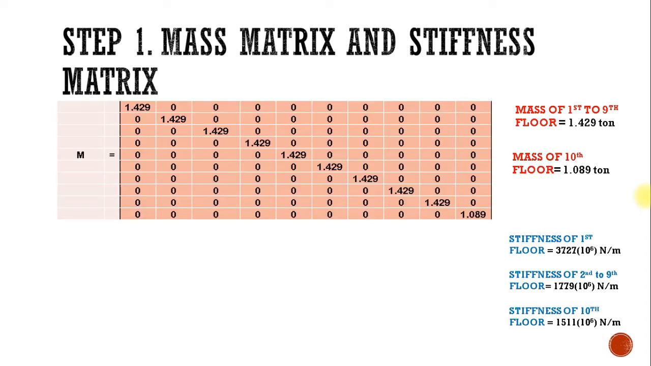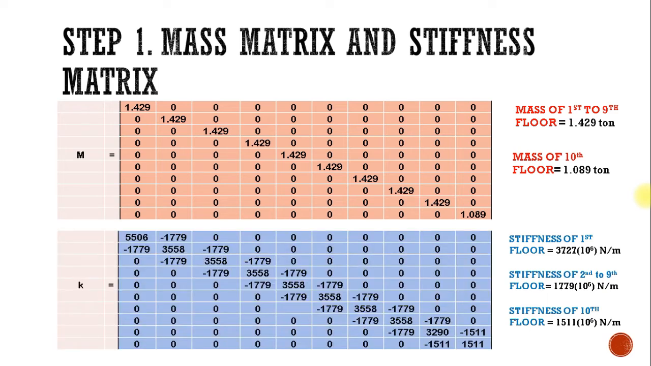So by this given, we can formulate the mass matrix. So diagonal matrix, yung mass matrix composed of the mass of first to 10th floor. And for the stiffness matrix, so this 5506, for example, is equals to the sum of the stiffness of first floor and the second floor. So in here, 3727 plus 1779 is equals to 5506. So here, the 3558 is equals to the sum of the second and the third floor. Since second and third floor ay the same lang ang stiffness nila na 1779 million, so 1779 times 2 is 3558. So and so on. Here, sa baba, sa end, sa corner, the stiffness of the 10th floor.